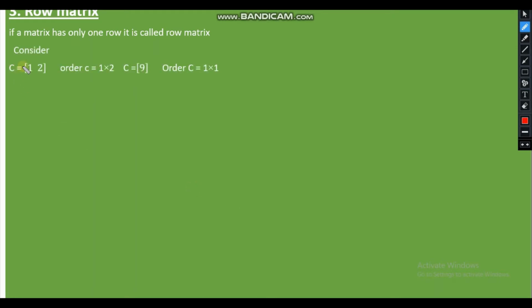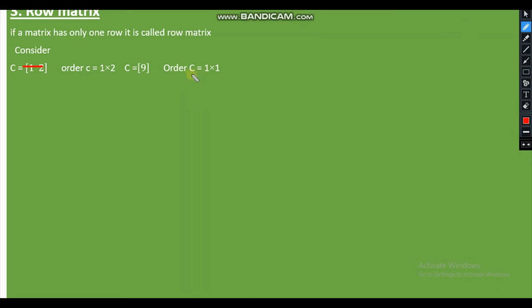Next, row matrix. If a matrix has only one row, it is called a row matrix. Consider C as one row, and the order of this matrix is 1 by 2. And C is equal to 9, which is one row and one column. The order of the matrix C is 1 cross 1. So here one column and one row. This type of matrix, represented by only a row, is called a row matrix.